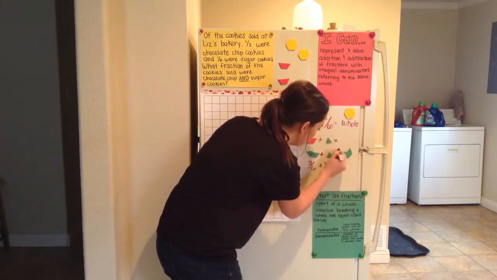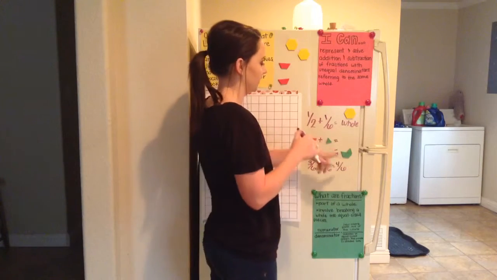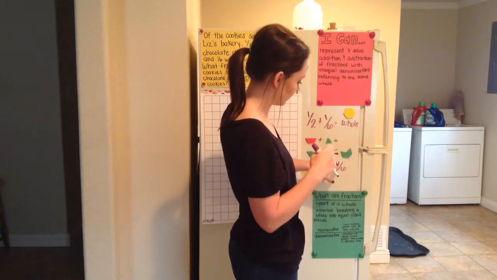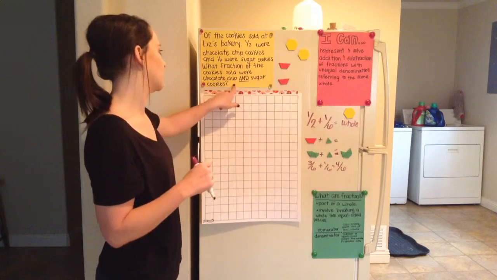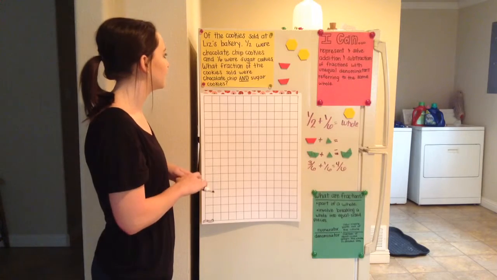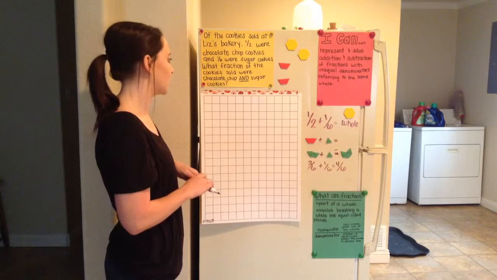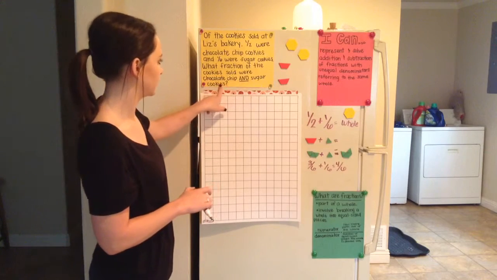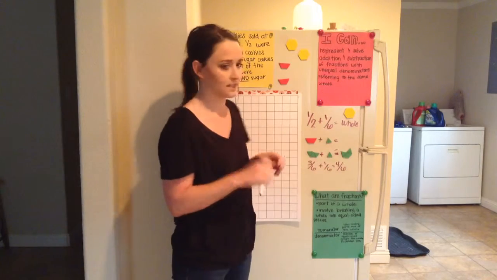you can see that we get 4 triangles, and it takes 6 triangles to equal our whole. So we know that this is 4/6. So let's take this back and put it back into our problem. Of the cookies sold at Liz's Bakery, half were chocolate chip cookies and 1/6 were sugar cookies. What fraction of the cookies sold were chocolate chip and sugar cookies? Now we know that answer is 4/6.